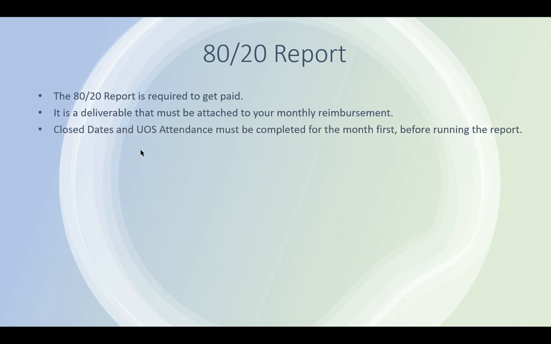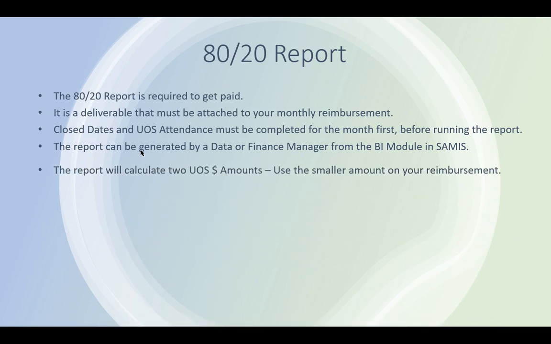It's required to get paid, and it's a deliverable that must be attached to your monthly reimbursement report. However, it's tied back to data entry on the delivery side, specifically units of service attendance. Close dates and units of service must be completed for the month first before running this report. The report can be generated by a data or finance manager using the BI module in SAMUS.